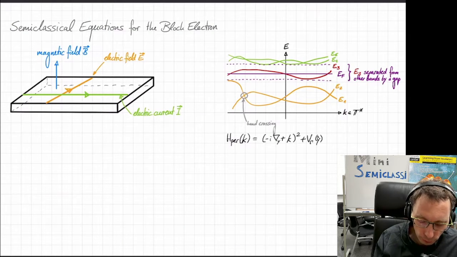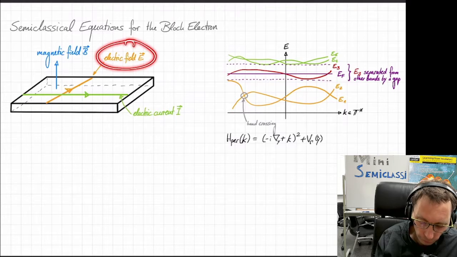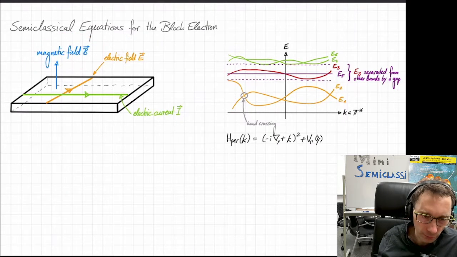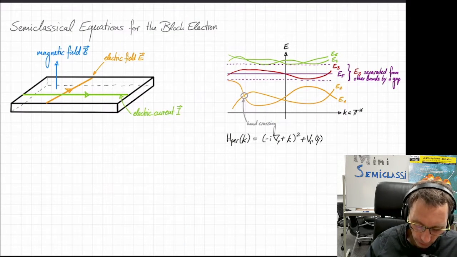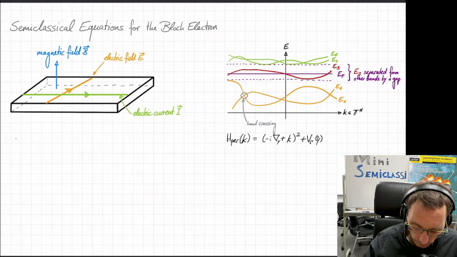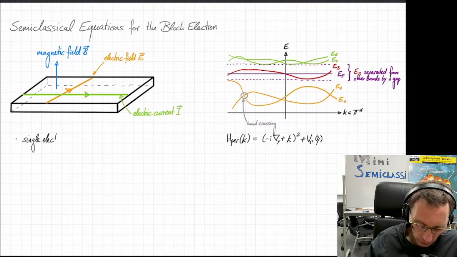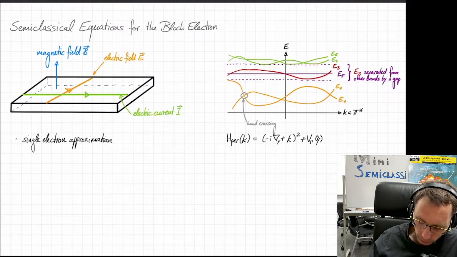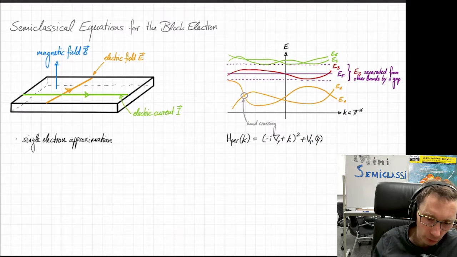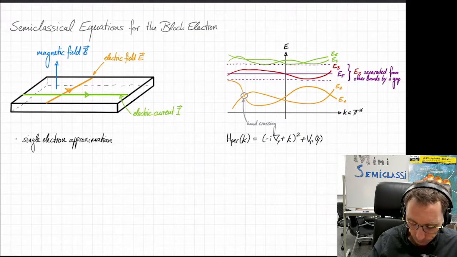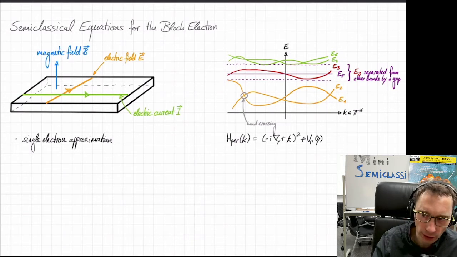So the presence of these external fields, the external electric and the external magnetic field, can be taken into account in a single electron picture. So this is the so-called single electron approximation, where the potential is generated by the nuclei and all other electrons. So you're neglecting electron-electron interactions.